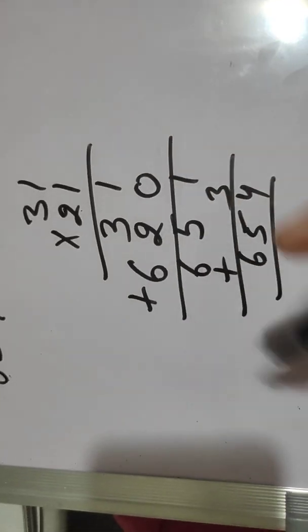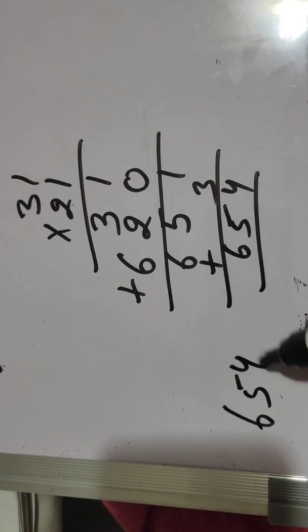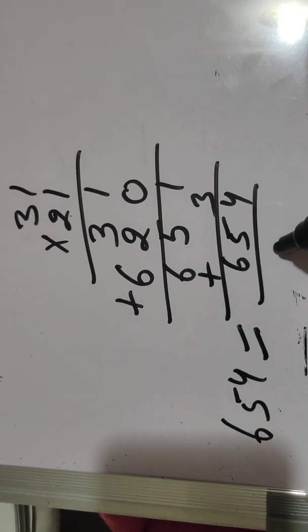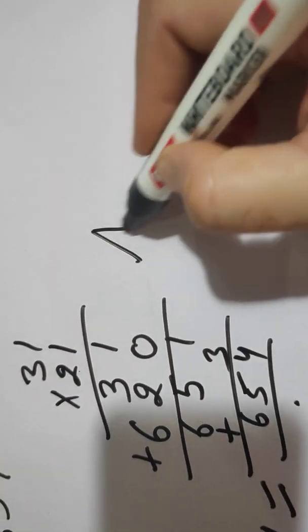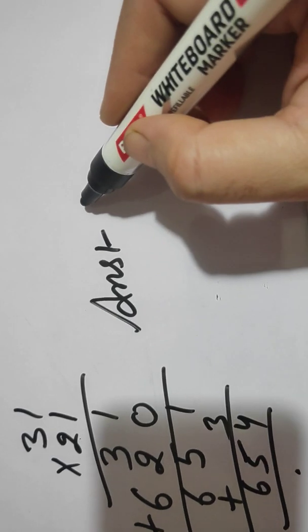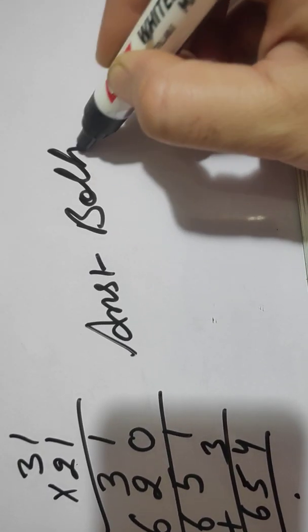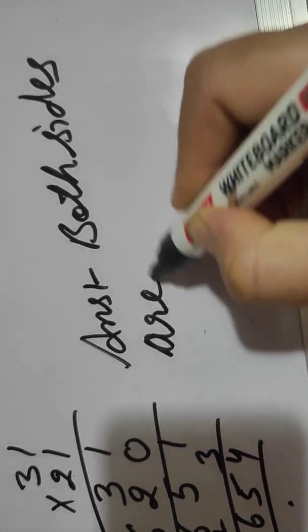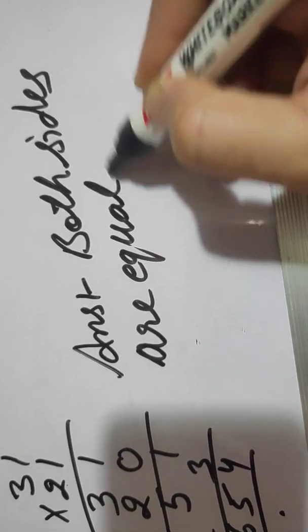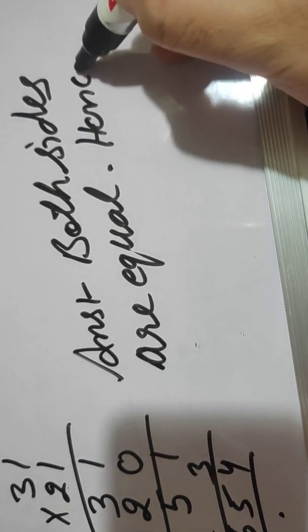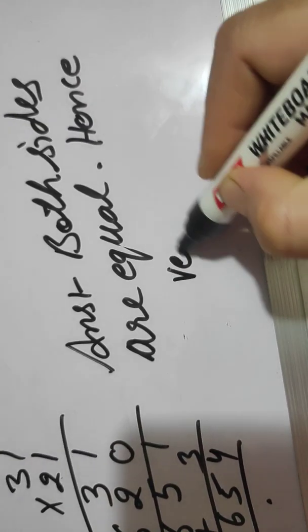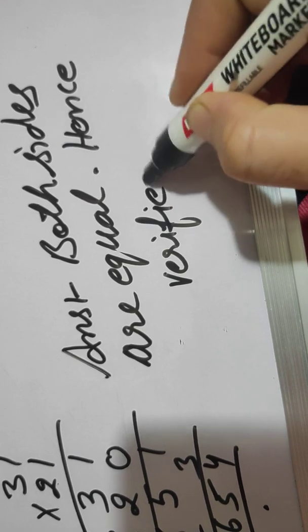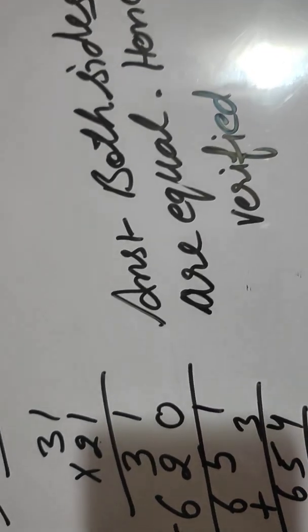654. Yes, left hand side was also 654. It means our answer is right. We can write the answer and we write both sides are equal. Hence verified. Okay, at the end you will write like this. Next question I am going to explain you.